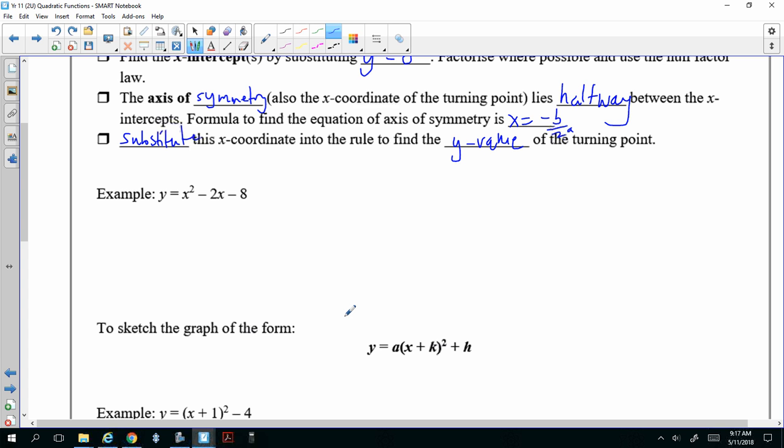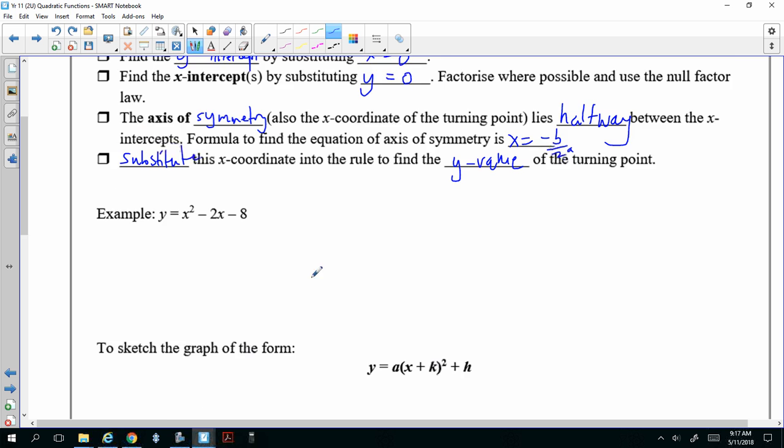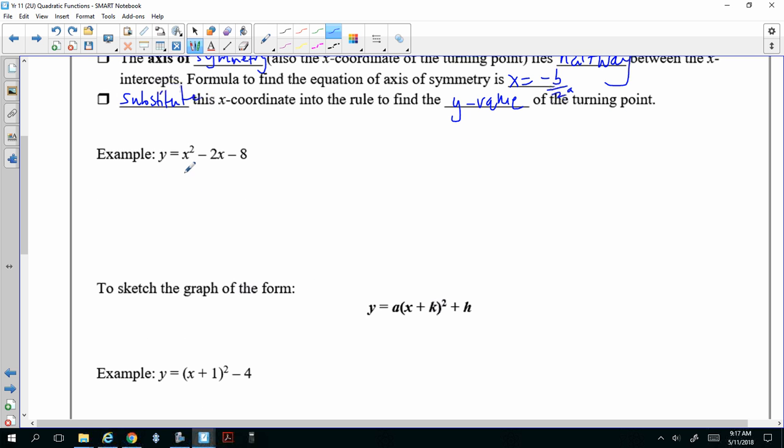Okay, let's do this. All right, so example, what do I do first? So find the y-intercept. Okay, so how do you find the y-intercept? Substitute x = 0, and you get y equal to 0 minus 8, negative 8. Y-intercept found. X-intercept is when you put y equal to 0.